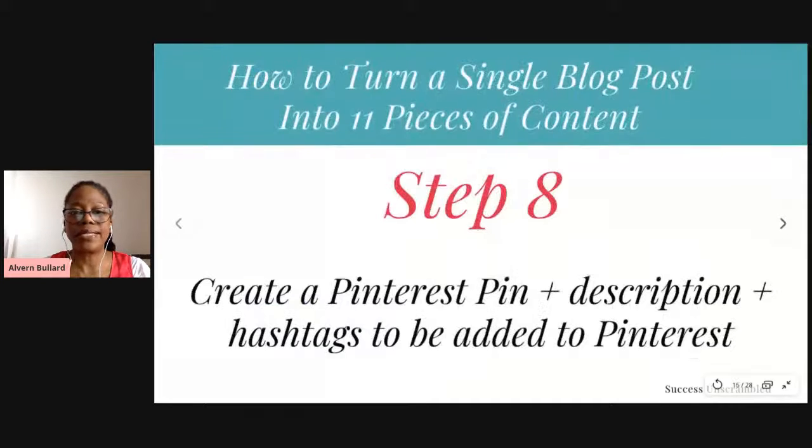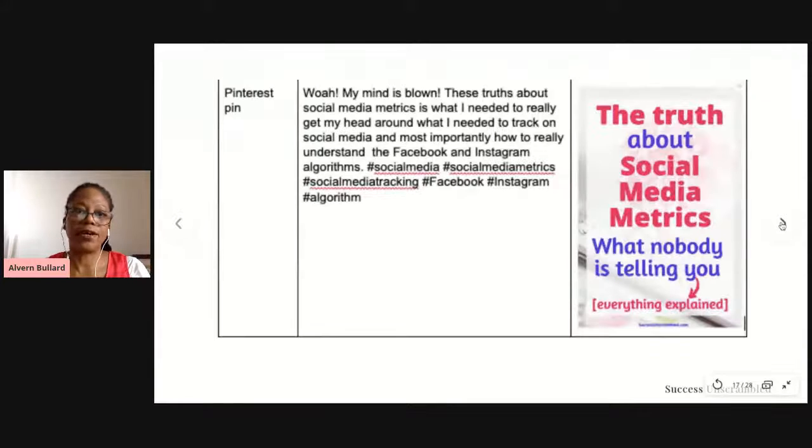So simple does it. There it is. Instagram story completed. Step 8, you create a Pinterest pin plus description and hashtags to be added to Pinterest. And there you go. Instead of grabbing the copy directly from my existing Facebook post, what I actually did is I thought about what the pin image is going to say. So the truth about social media metrics, what nobody's telling you. And then I brought together a nice little description.